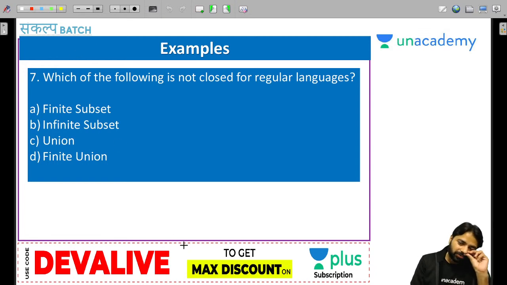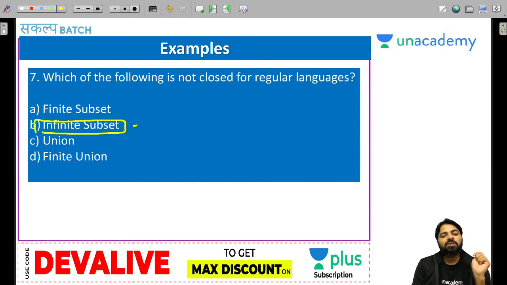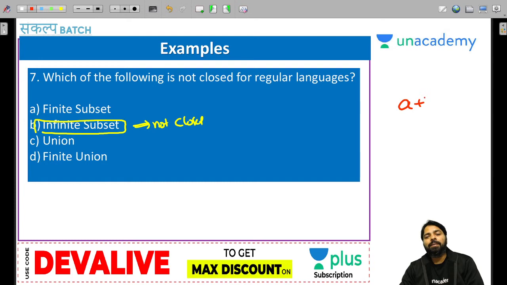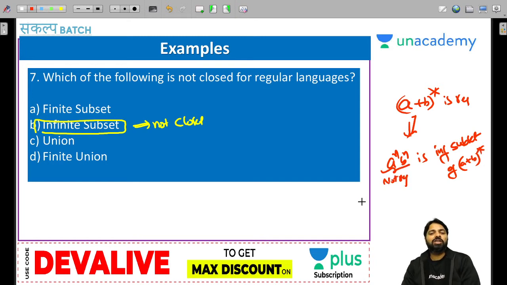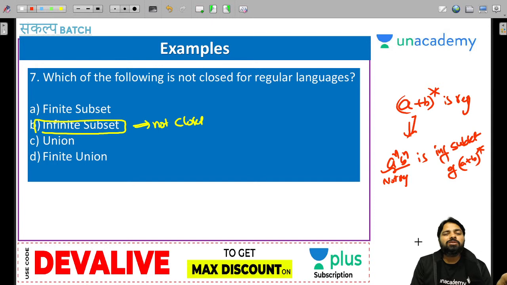Now today's homework is yours. Not closed, infinite subset. This is not closed. Why? Infinite subset means, suppose I take a plus b whole star, is it regular or not? But when I take an infinite subset, suppose a power n, b power n is an infinite subset. No, it's not just a subset, it is an infinite subset because it is infinite. But is it regular? No. In general, it need not be regular. A finite subset will always be finite, so it's closed. Always finite comes out, so it is closed.